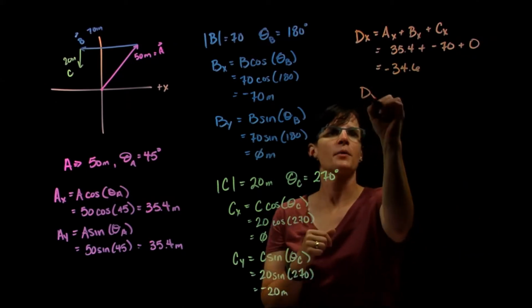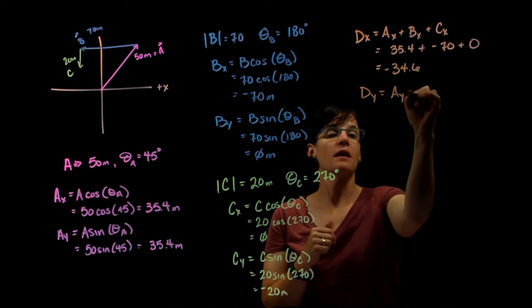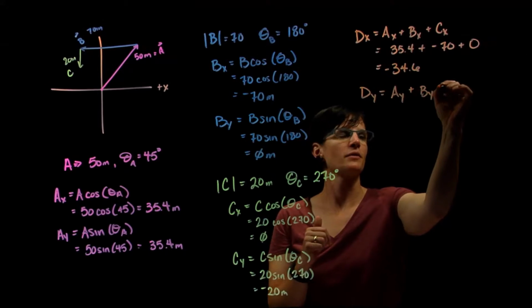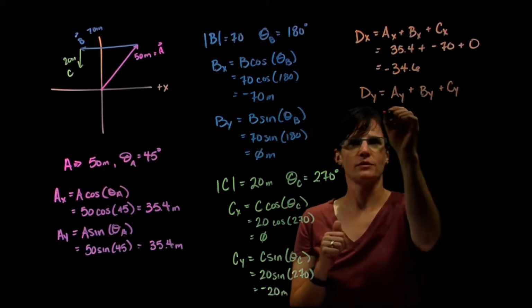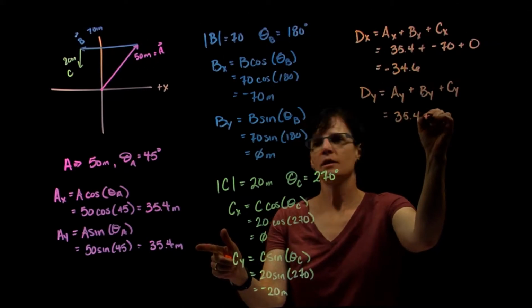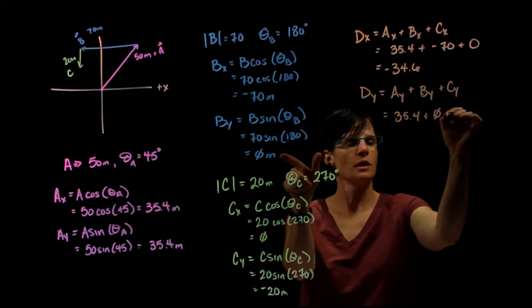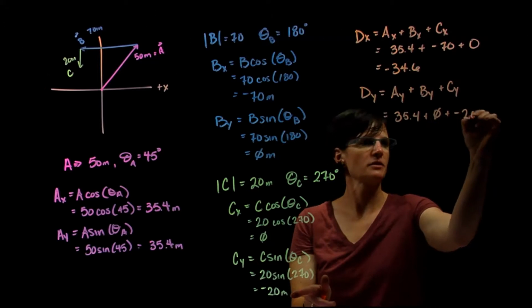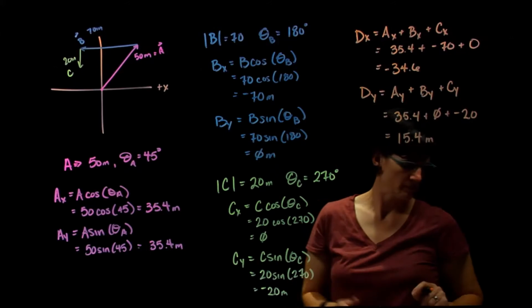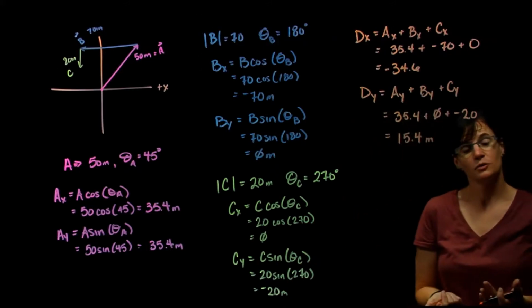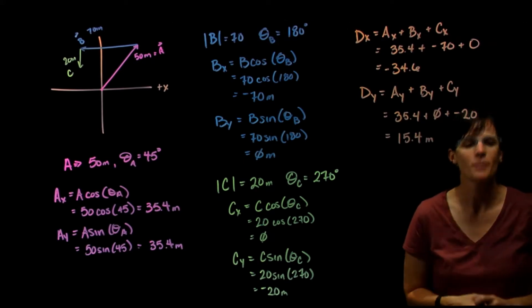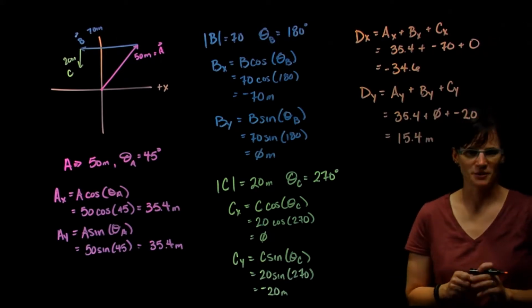My y component is going to be the y component for vector A, the y component for vector B, and the y component for vector C. So vector A is 35.4 plus vector B, which is 0, plus vector C, which is minus 20. My y component is 15.4 meters, or north 15.4 meters. So those are the x and y components of the resultant vector.